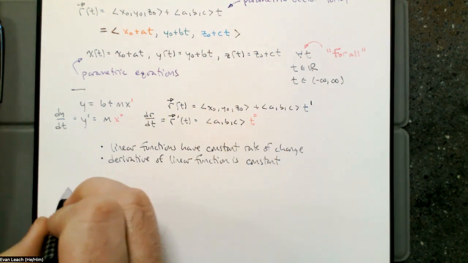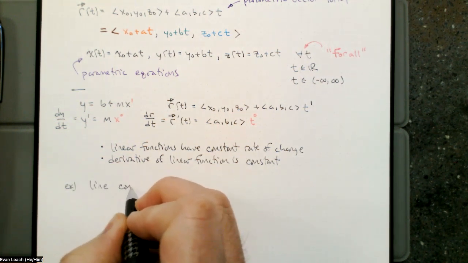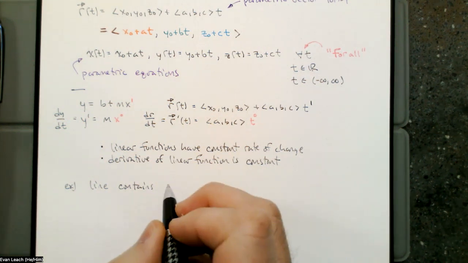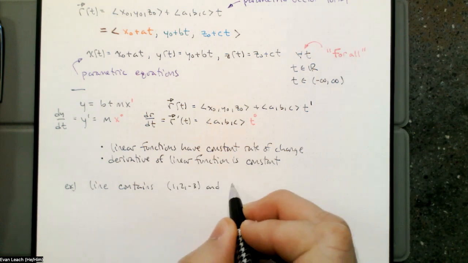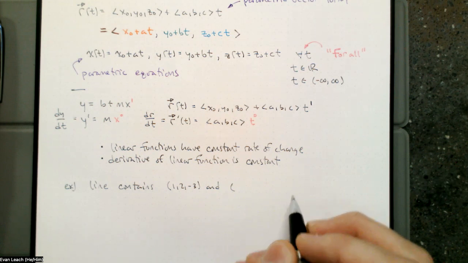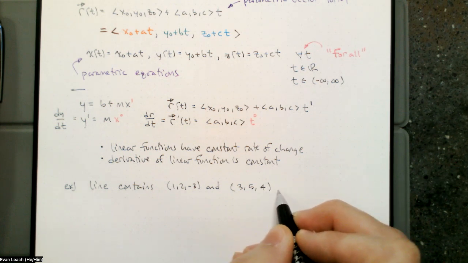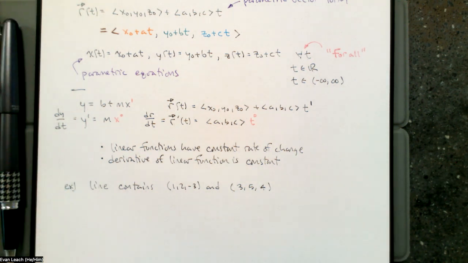If we have a line that contains the point 1, 2, -3, and the point 3, 5, 4. I was going to put a period here, but that's not a whole sentence. I'm just saying the line contains this point and that point. It's a terrible sentence. I didn't capitalize anyway.